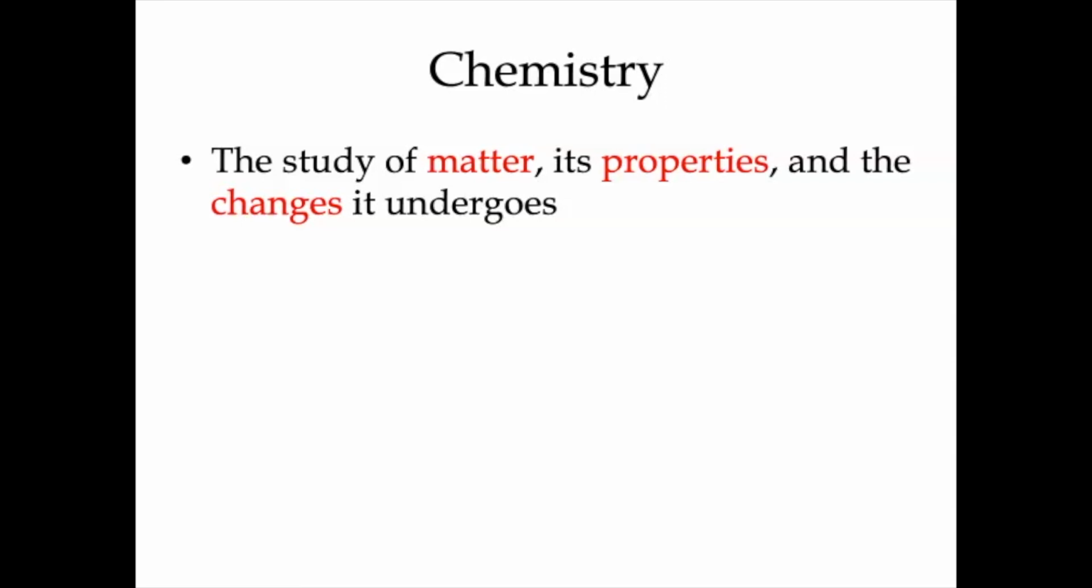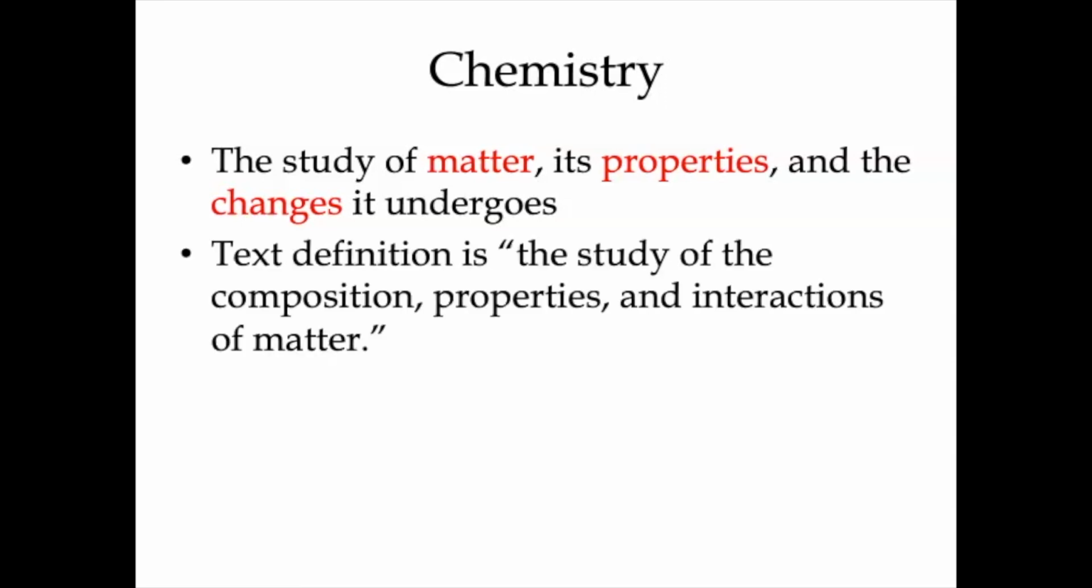And also, as a part of chemistry, we also study the properties. We're going to define a property as something that is used to identify a bit of matter, and also the changes it undergoes. And there's a more specific text definition, which is a chemist is going to study the composition and properties and interactions of matter. It's pretty much the same thing.